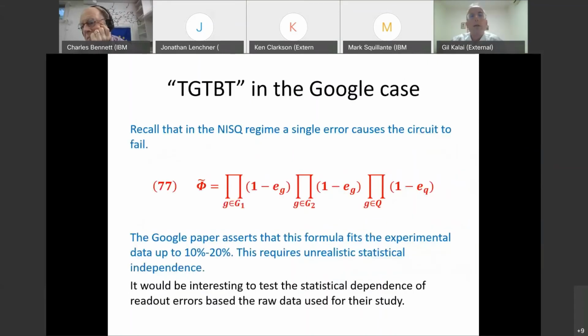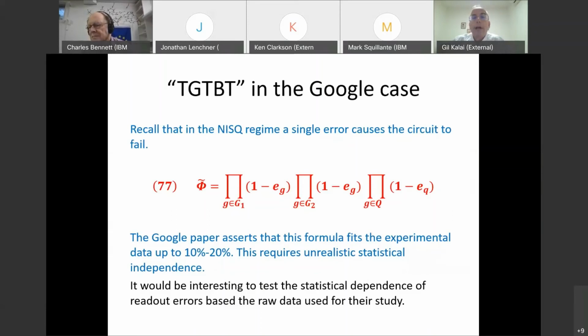Now, too good to be true in the Google case. Recall that in the NISQ regime, a single error causes the circuit to fail. And the Google paper contains the following remarkable formula for an a priori prediction of the fidelity. This prediction is a product. The quantum circuit has a lot of components: the one-qubit gates, the two-qubit gates, and then the readout error.